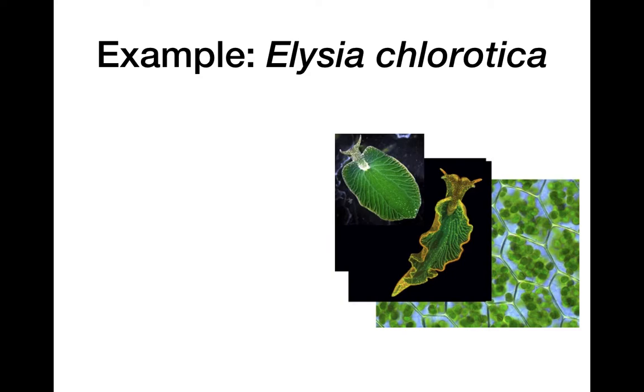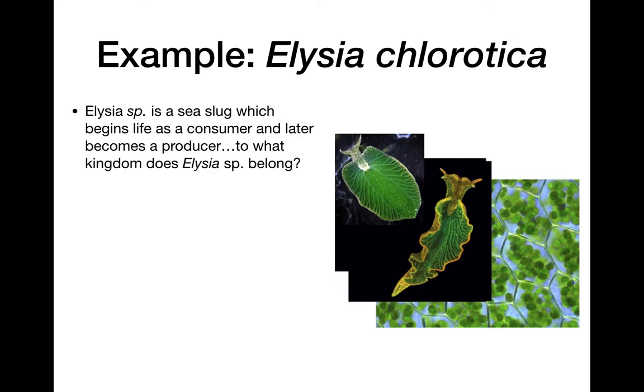Okay, another example is Elysia chlorotica. So this species here is a sea slug. This is not a protist. It's an animal, and it begins life as a consumer and later becomes a producer. So what's the kingdom it belongs to? I kind of blabbed and said it already, guys. What's the kingdom? It is the animal kingdom.